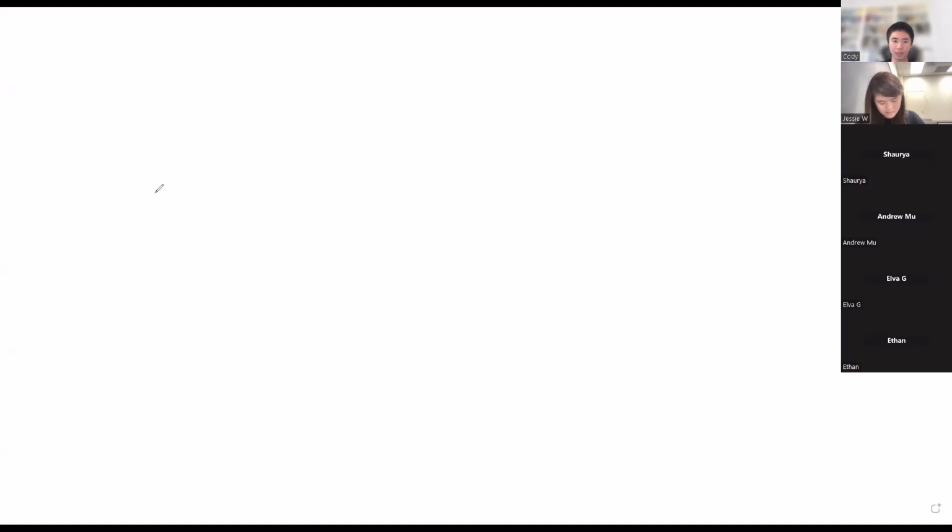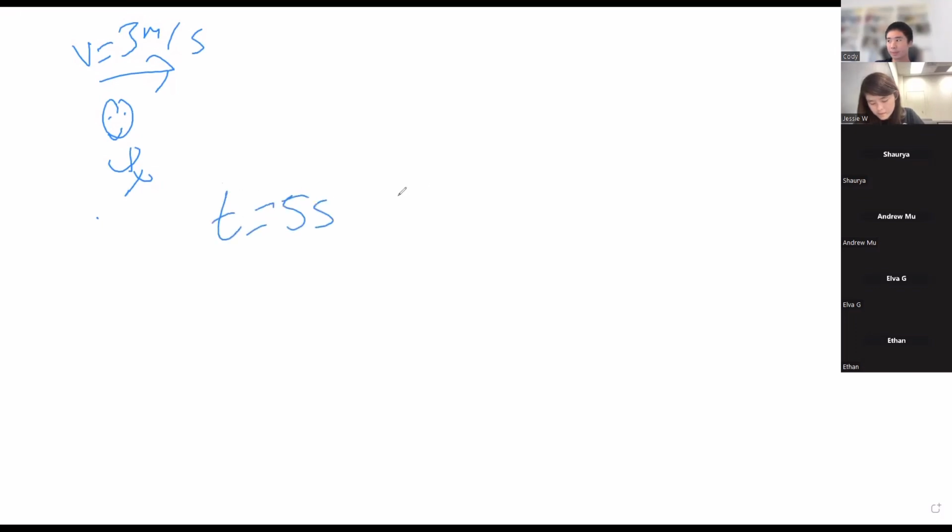Okay, so I guess I'll give an example. So let's say this person wants to walk this way at a velocity of 3 meters per second, and then let's say for 5 seconds. So then what would be the total displacement, or how far would he go?